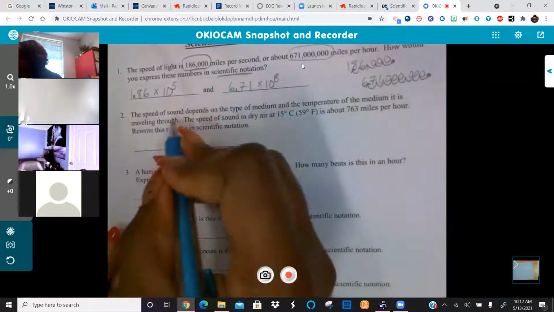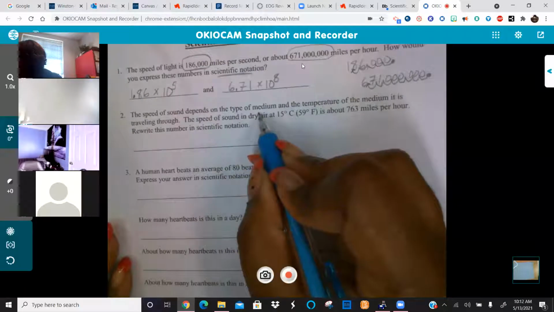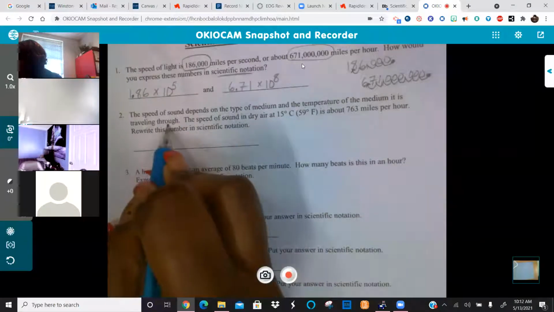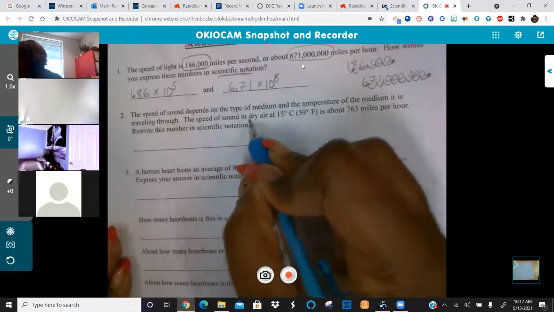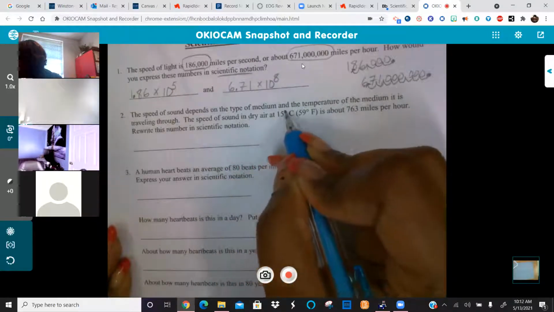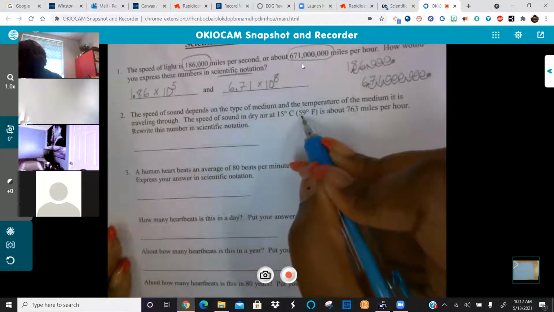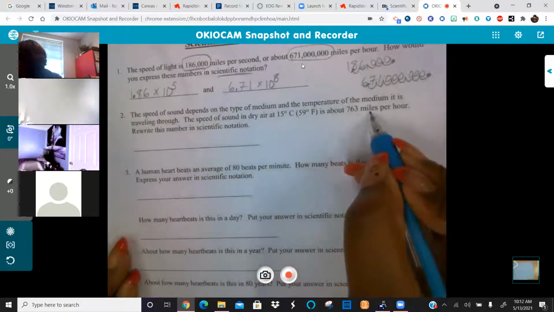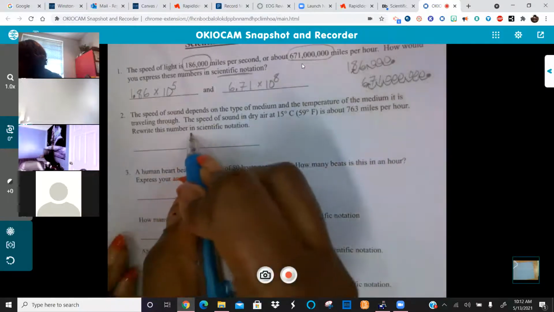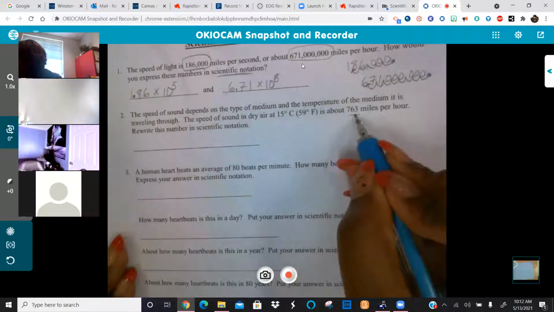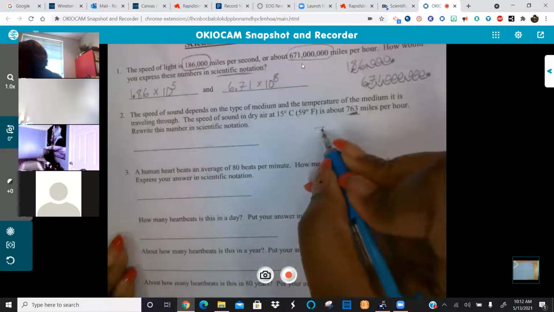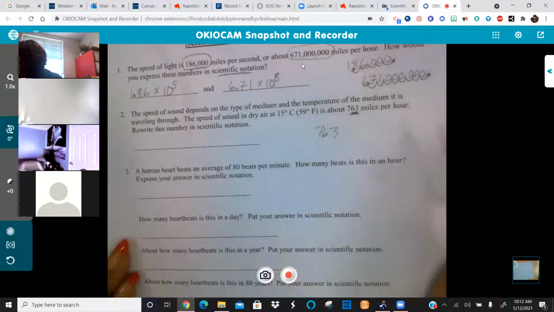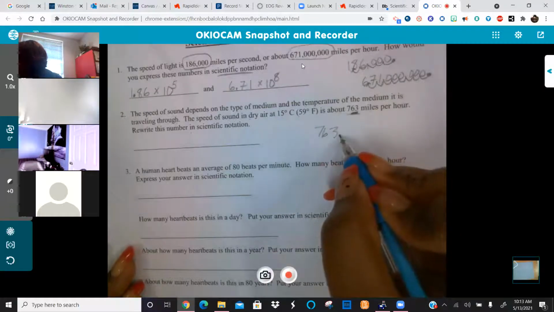All right. The speed of sound depends on the type of medium and the temperature of the medium it is traveling through. The speed of sound in dry air at 15 degrees Celsius or 59 degrees Fahrenheit is about 763 miles per hour. Rewrite this number in scientific notation. So this number right here, we're rewriting in scientific notation. That's 763, okay? Locate the decimal. The decimal is here.